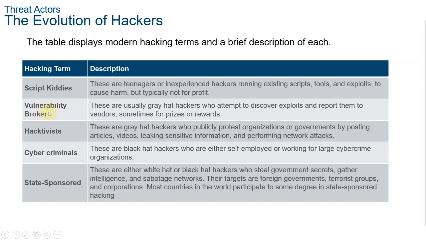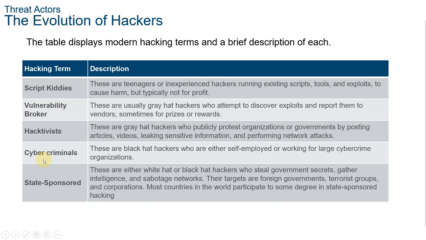So the next one are vulnerability brokers. Okay, so these are usually gray hat hackers who attempt to discover exploits and report them to vendors, sometimes for prizes or rewards. Okay, so the next term would be hacktivists. So these are gray hat hackers who publicly protest organizations or governments by posting articles, videos, leaking sensitive information, and performing network attacks.